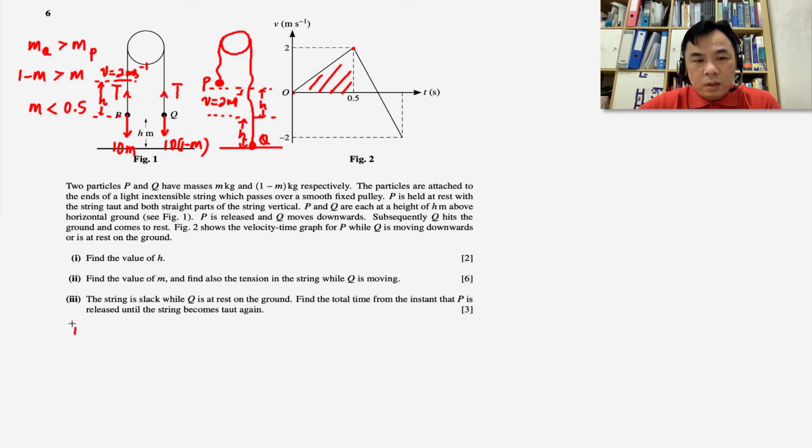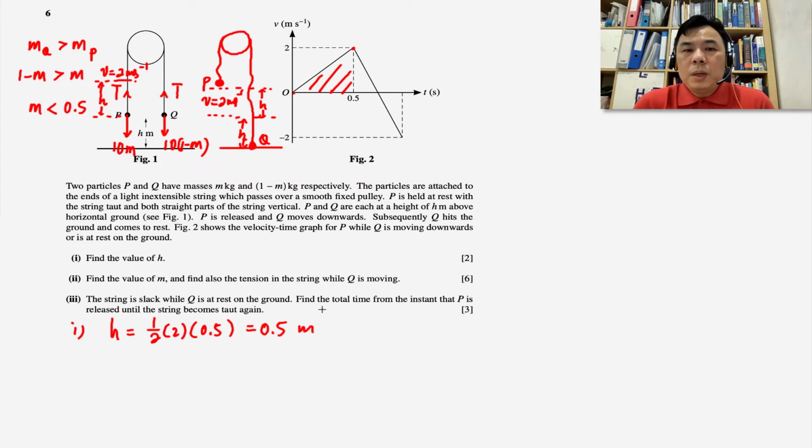Now, therefore, we can say that h is basically the area under the graph from 0 to 0.5 second. That will be 2 × 0.5. All right, so therefore, particle P has already moved 0.5 meter up, and Q would have moved down by 0.5 meter, and the value for h is 0.5 meter here. All right, so I hope that is clear for the first part.